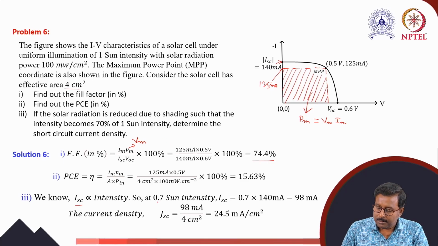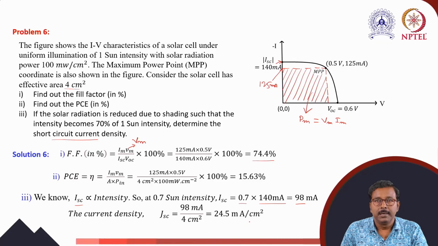ISC at 0.7 sun intensity will become 0.7 into 140 milliampere, where 140 milliampere is the ISC at full sun intensity. So this becomes 98 milliampere. If it is ISC, then JSC, the short circuit current density, we have to find out. So we have to divide this by the area. So this becomes 24.5 milliampere per centimeter square.